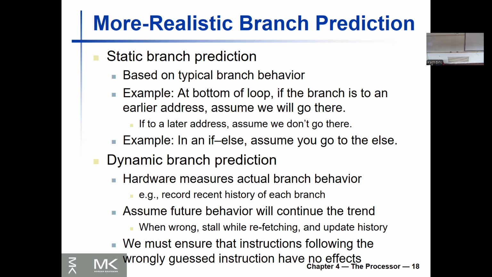Dynamic branch prediction is hardware measured, and this is very complicated. You would have hardware that would measure the actual branch behavior in this particular program and record the recent history of each branch, and assume future behavior will continue the trend. That's pretty cool. When we're wrong, we stall while refetching and update the history. We must ensure that instructions following the wrongly guessed instruction have no effect, and that's what I was explaining about zeroing out the control lines.